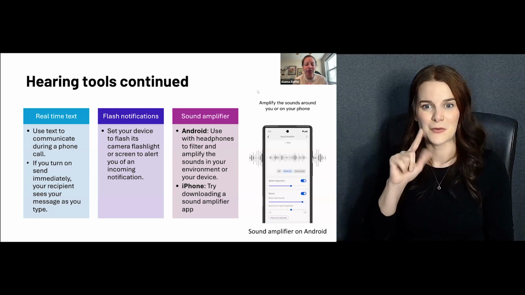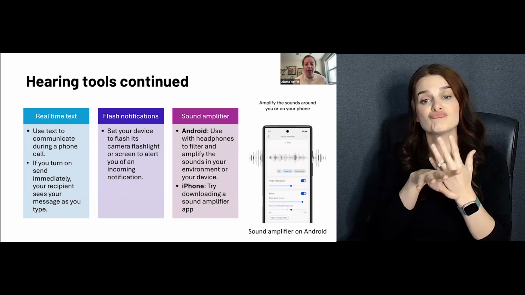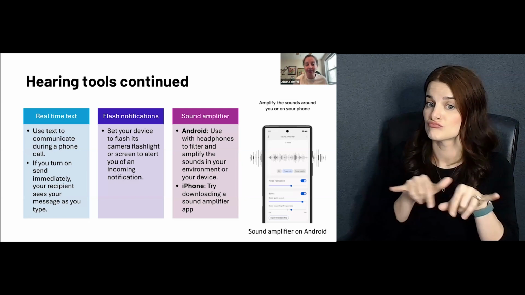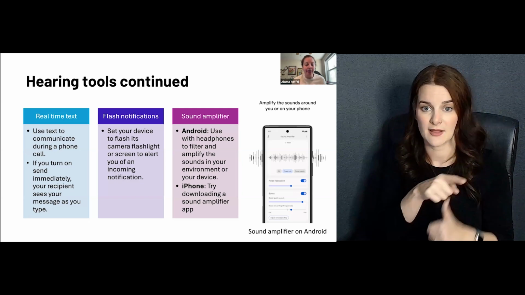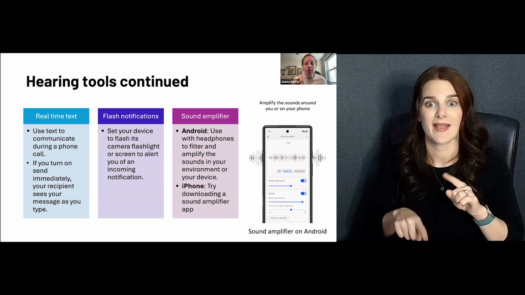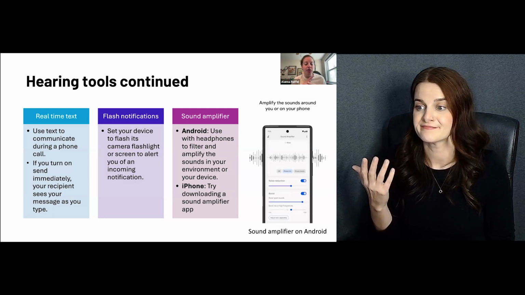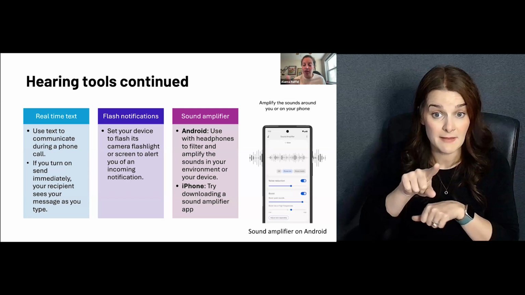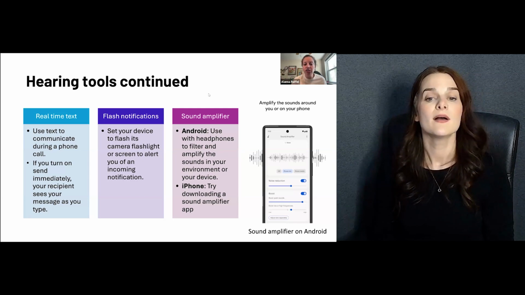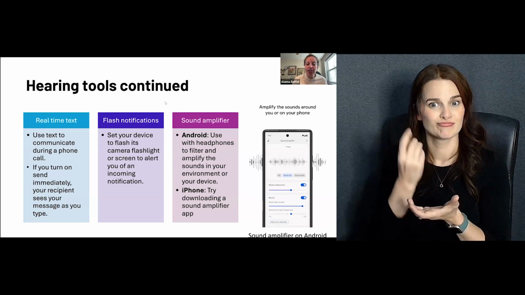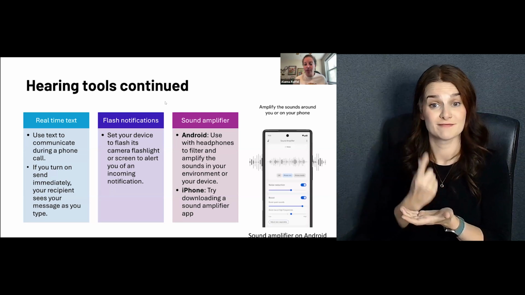And a few more hearing tools. So we have things like real-time text, where you can use text to communicate during a phone call. I can call someone and be texting them so they can see on their phone in real time what I'm texting them. Maybe I'm not able to talk right now, or for someone who's hard of hearing, they can see it in real time. So not just when you press send, but actually in real time while you're typing. There's also flash notifications. You can set your device to flash its camera flashlight or the screen to alert you of an incoming notification rather than a sound or vibrate.